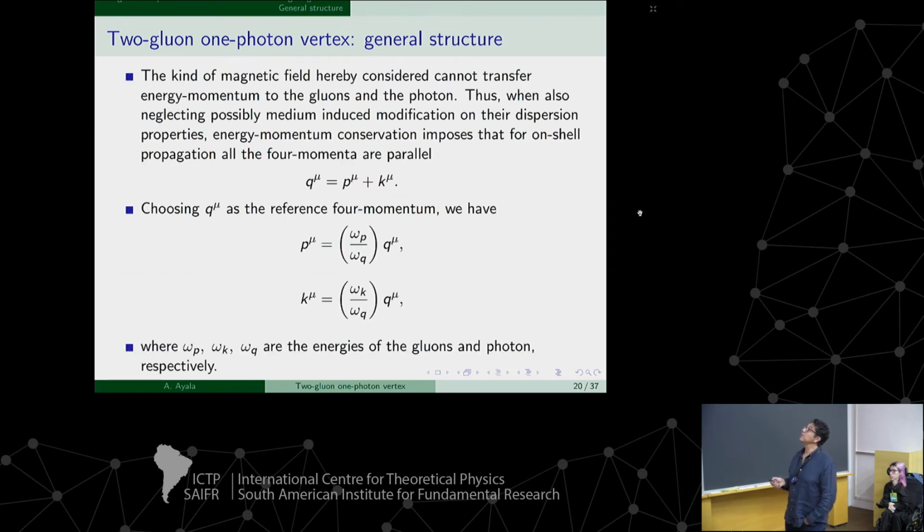So we will be looking at a very particular vertex, and this vertex will be on shell. First of all, there is momentum conservation. The momentum of the photon will be the sum of the momenta of the gluons. And because we are on shell, we can find relations between these momenta. This is born out of momentum conservation. So the momentum of the photon can be taken as the independent variable, and the momenta of the gluons are proportional to it, given this ratio of their energies to the momentum of the photon.